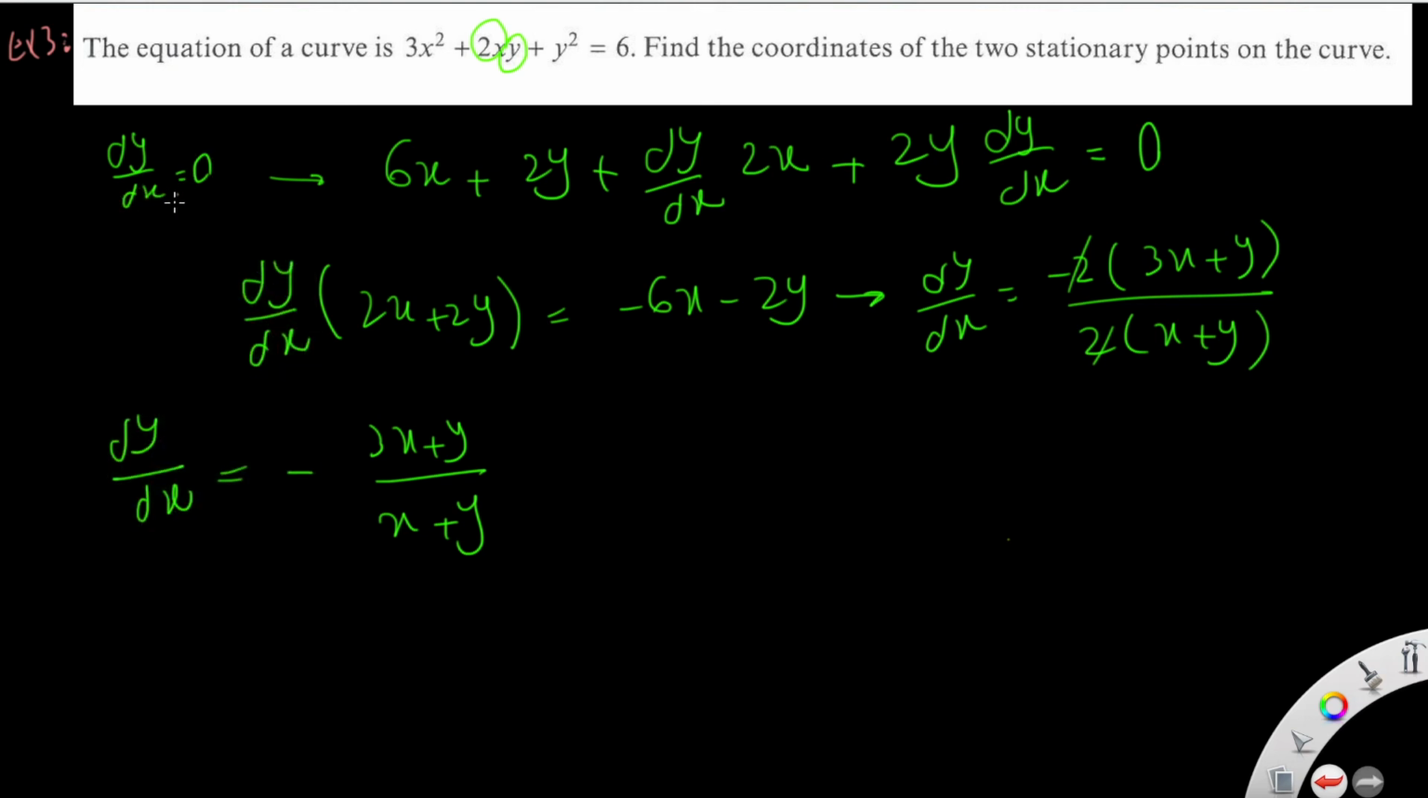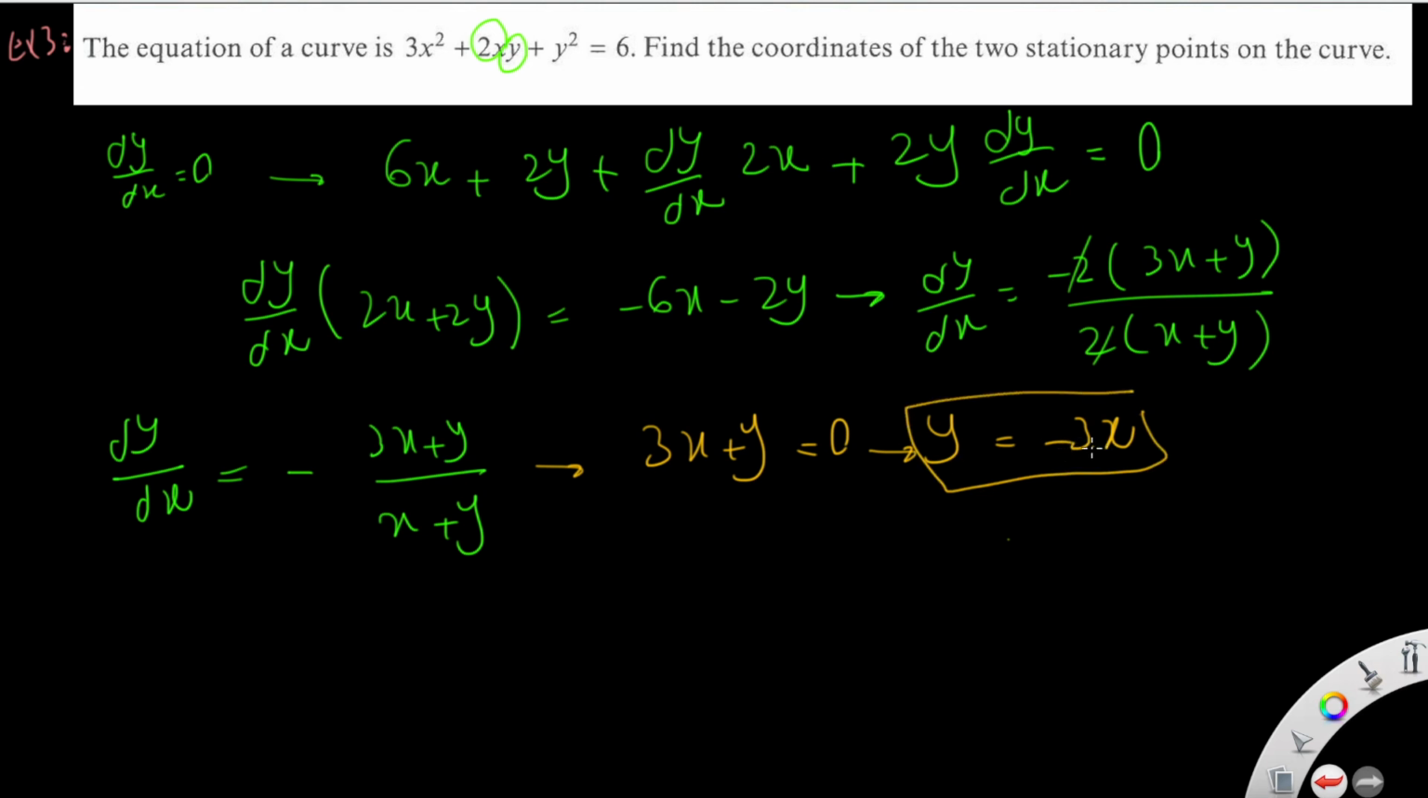So we should find the roots. So we should put it equal to 0. So when it is equal to 0, the numerator must be 0, 3x plus y must be 0. Or you can say y is equal to negative 3x. Now you have one equation with two unknowns, but the second equation, we know that this point satisfies this curve. So replace it. 3x squared plus 2x, instead of y, I put negative 3x, plus negative 3x squared is equal to 6.